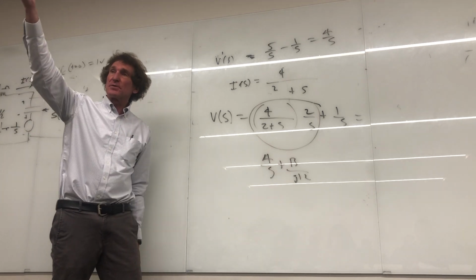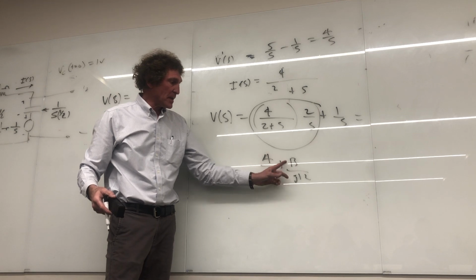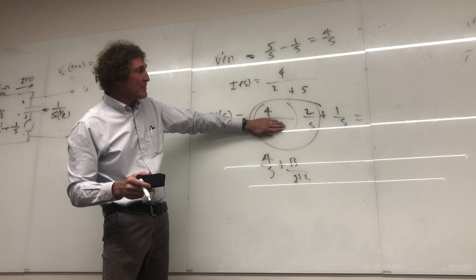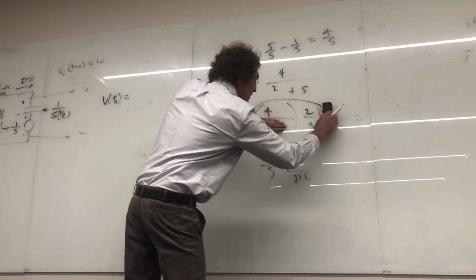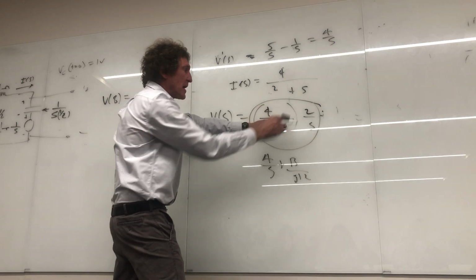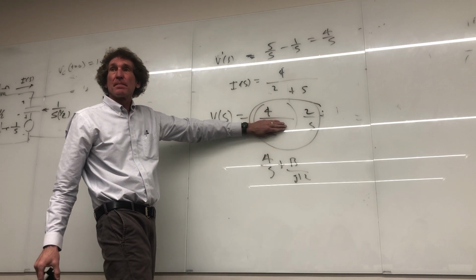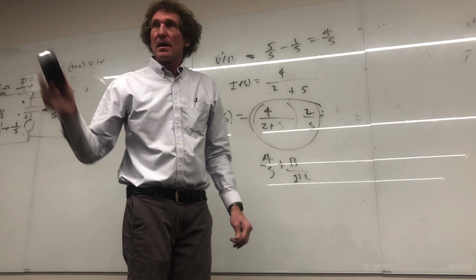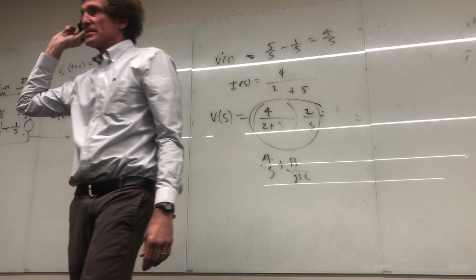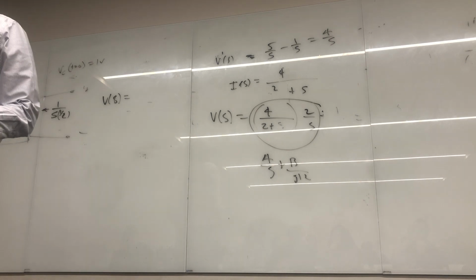Just look here. If I want to calculate what b is, now listen, I cover up this part and I evaluate everything left, not this, but there, at s equals minus 2. When it's minus 2, what do you have? 8 over minus 2 is minus 4. That's it.